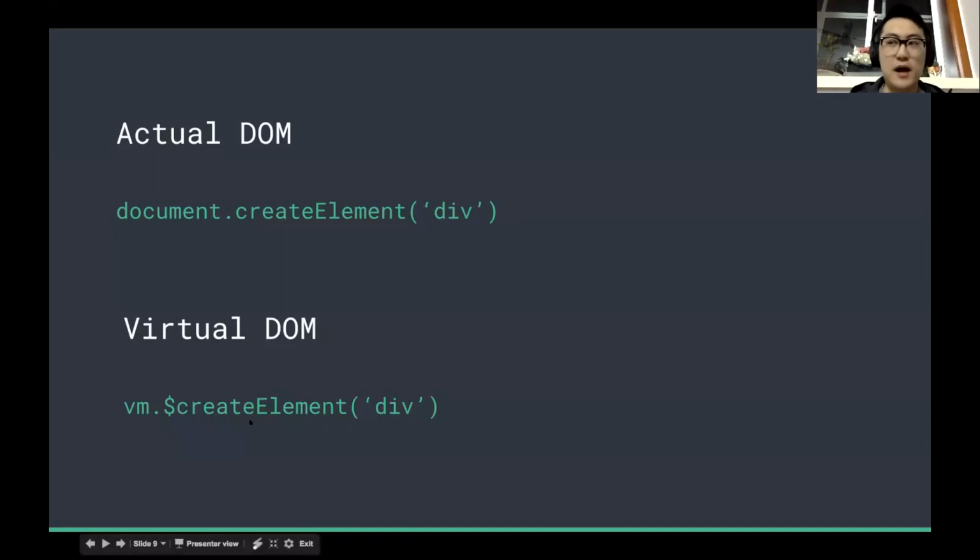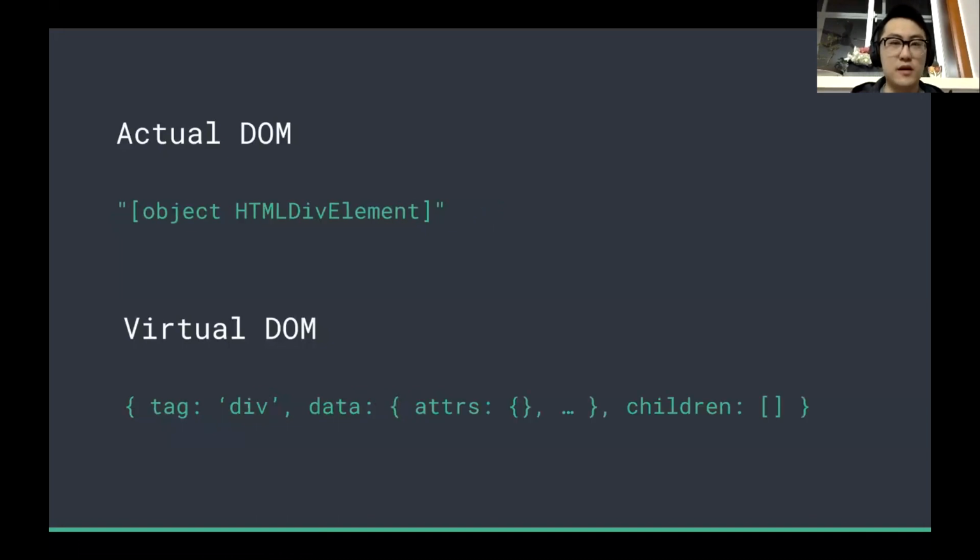I imagine very few of you have actually used this, because this is a relatively advanced or low-level API that you would use to manually write render functions. But what it actually returns is just a plain JavaScript object. To put it another way, if you call toString on the real div that we created earlier, you'll see some string like this: object HTML div element.